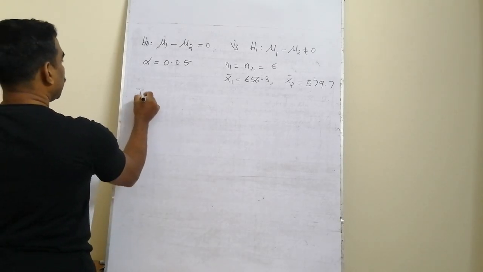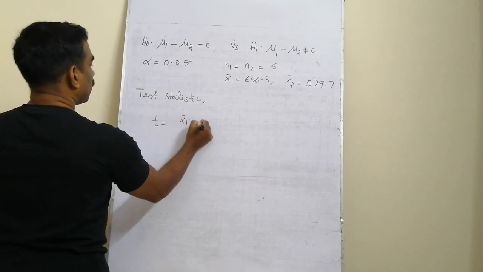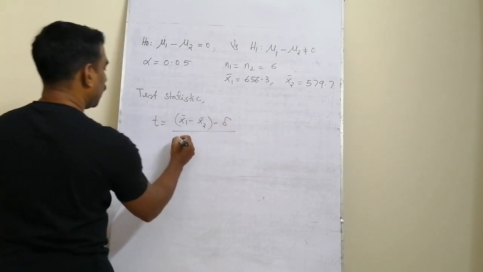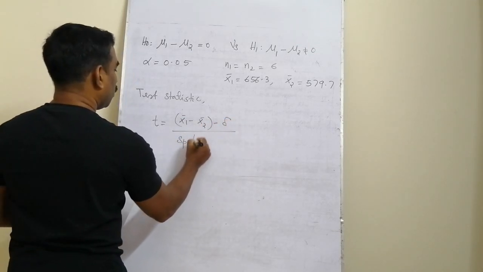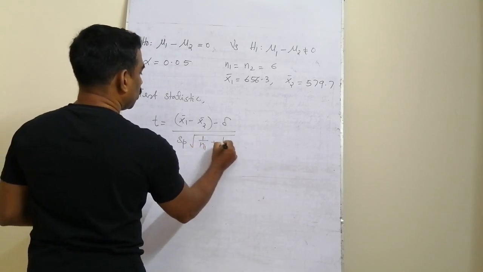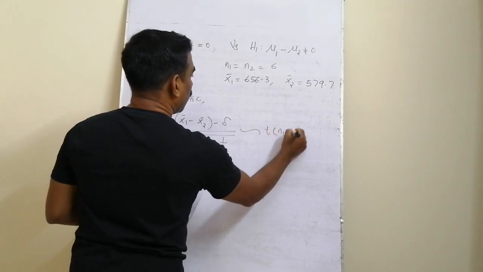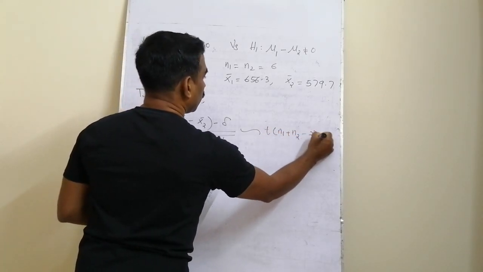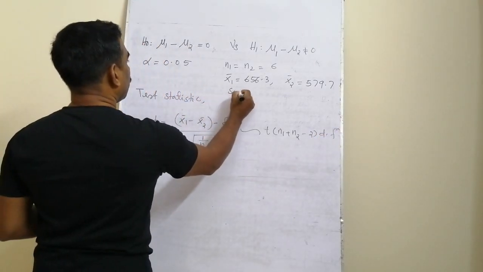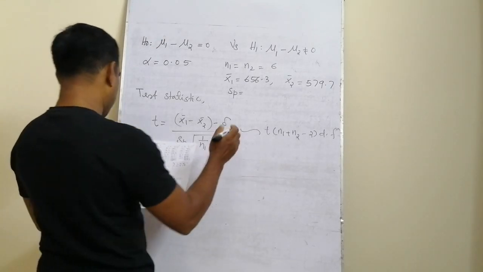What is the test statistic? Here it is T is equal to x1 bar minus x2 bar minus delta, the whole divided by sp into square root of 1 by n1 plus 1 by n2. This follows T distribution with n1 plus n2 minus 2 degrees of freedom. And we have made one more computation, that is the pooled sample standard deviation. We computed it as 50.09.